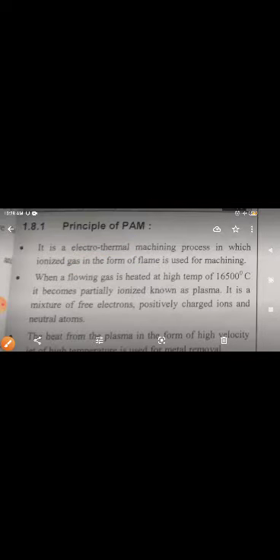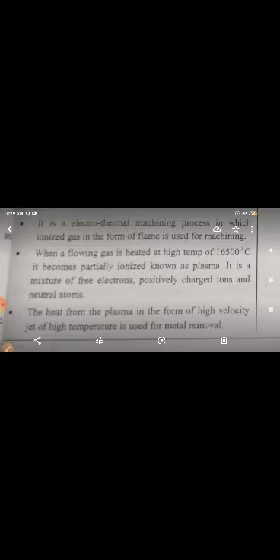When a flowing gas is heated to a high temperature, up to 16,500 degrees Celsius, it becomes partially ionized, known as plasma. This flame at 16,500 degrees Celsius is called plasma. It is a mixture of free electrons, positively charged ions and neutral atoms.